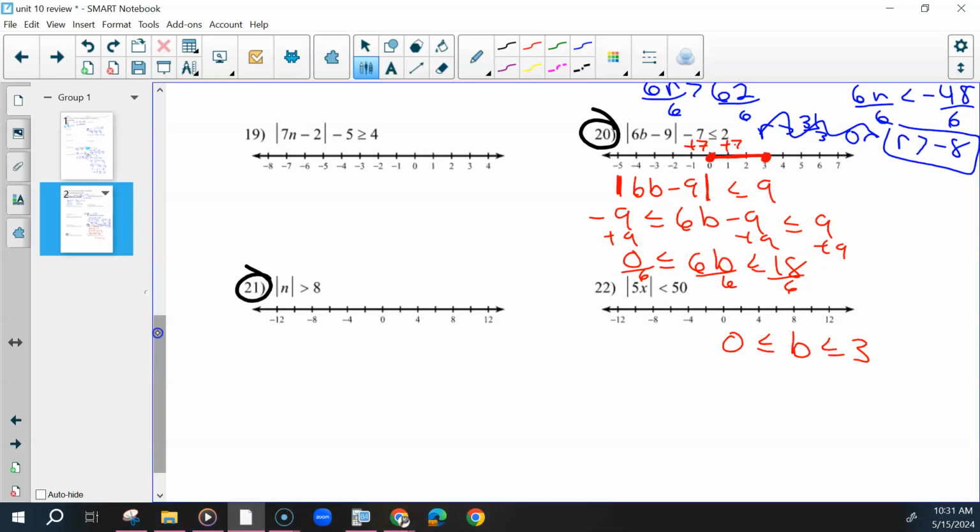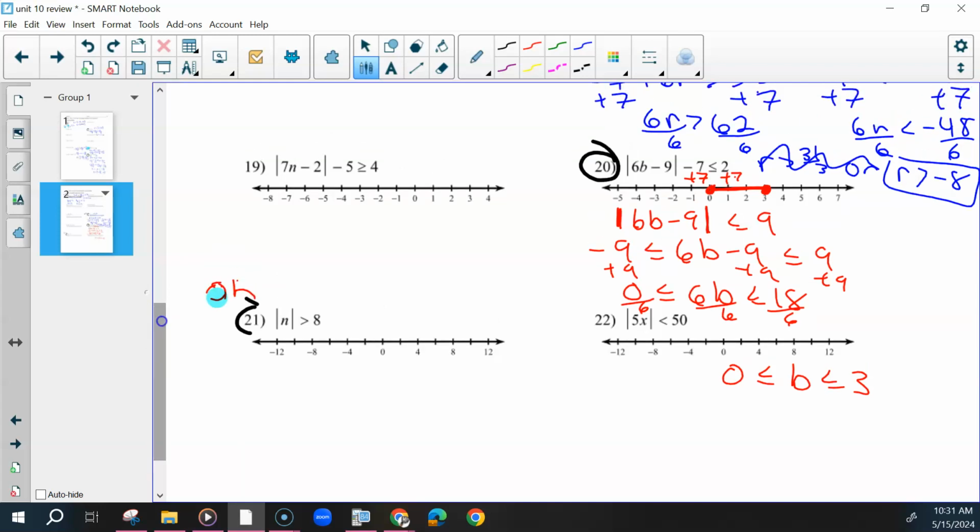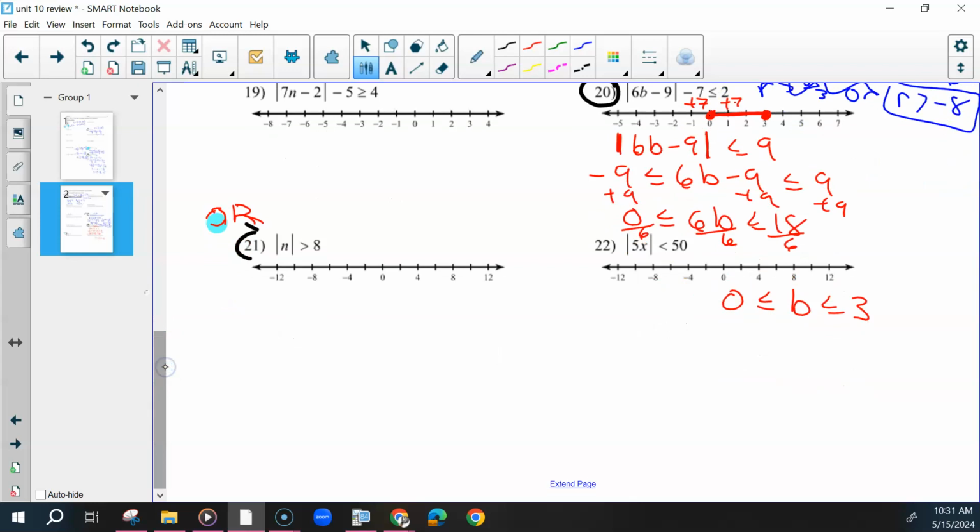Questions there? 0 divided by 6, yeah, it would still be 0. So if you get 0, don't make it disappear. Keep that. And then 21 is greater than, so that would be or. And it's a closed line because it's less than or equal to.